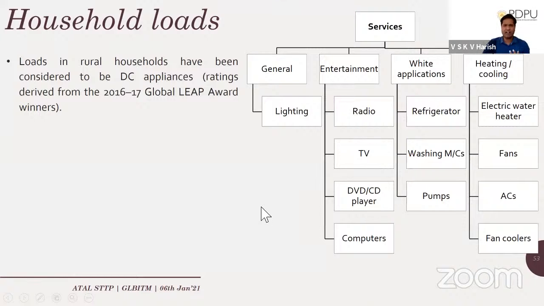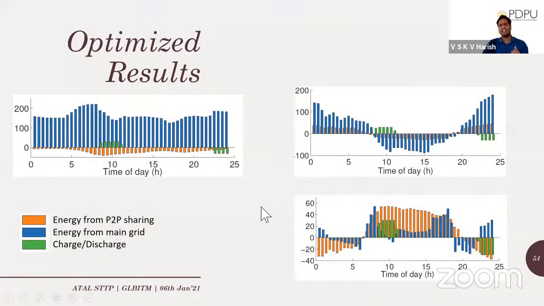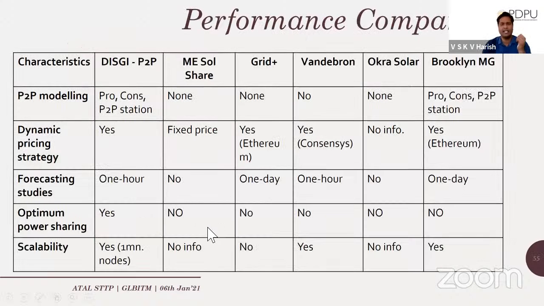These are the loads which we have taken into consideration. These are the results. We worked on a 3-household aspect. We worked on different household aspects as well, but for the 3-building aspect, I'm showing you the result here.